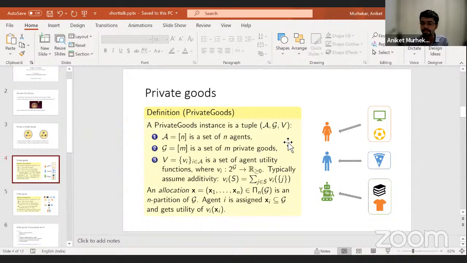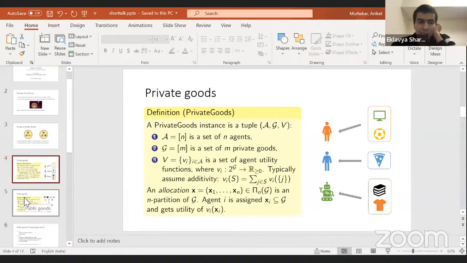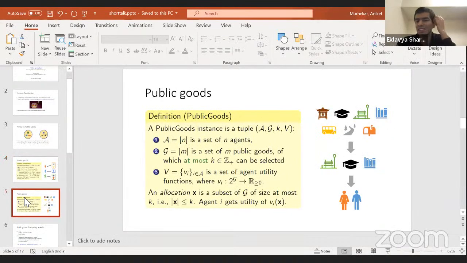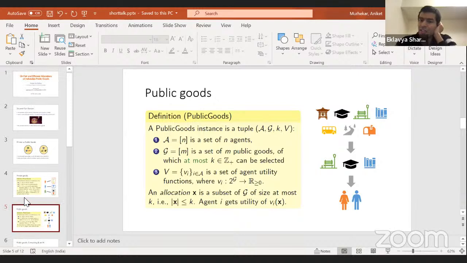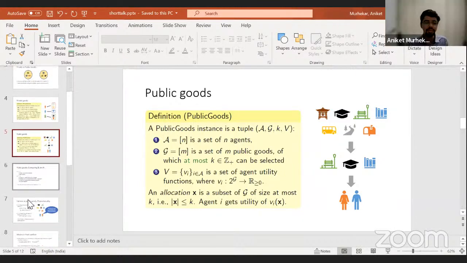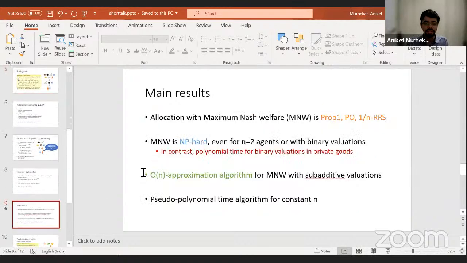Okay. Also for the public good settings, here we took an integer k, and we say that we'll only select k goods, but instead of that, if we have a weight associated with each good and we need to pick, so something like a knapsack kind of a problem. Right, right. Yeah, that would be the next natural generalization.